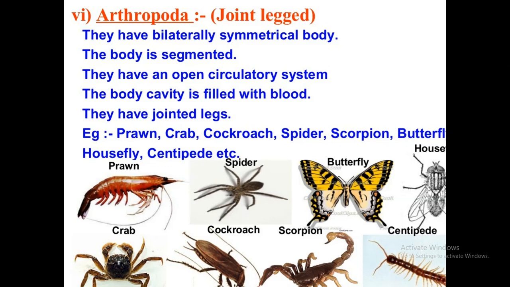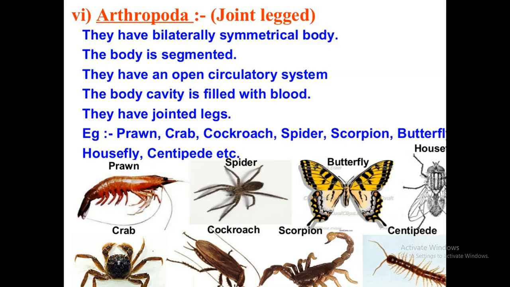So open is not a very good system, but the closed system is considered better because there is less loss of blood. In an open circulatory system the pressure is less, and there can also be a loss of some blood. The body cavity in this is filled with blood. तो यहाँ body cavity तो present होती ही है. It is also a true body cavity, and this body cavity जो present होती है it is filled with blood. This is a unique feature again.